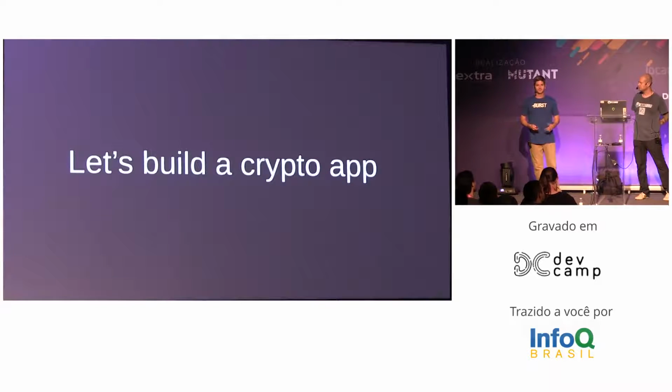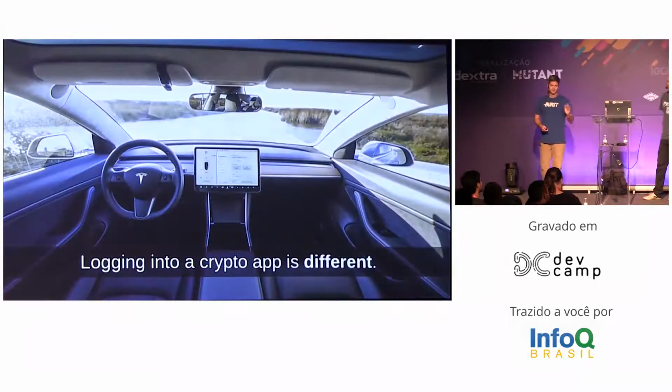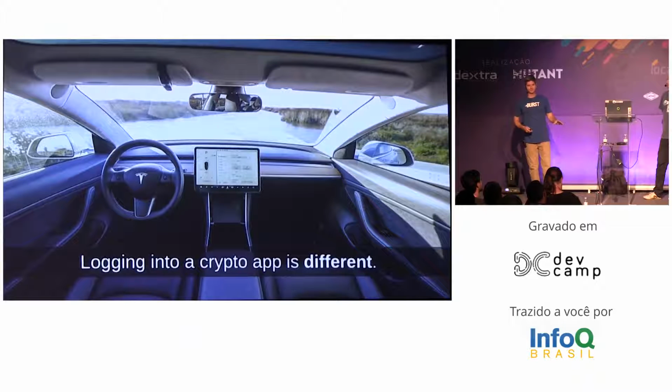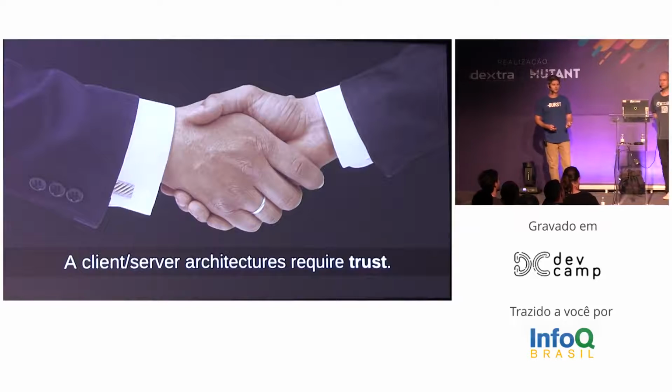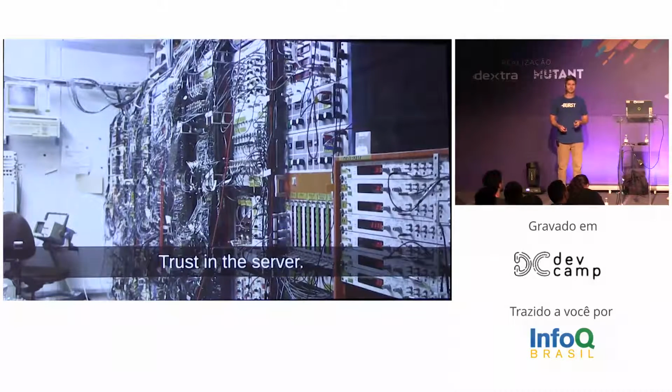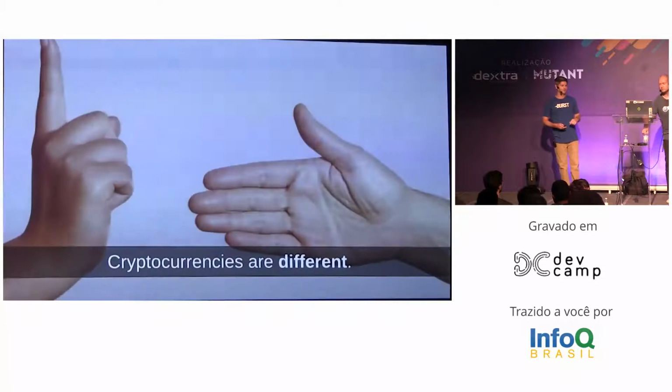What do we do next? Let's build a crypto app. So first of all, logging into a crypto app is different, kind of like this Tesla. A client-server architecture requires trust. Trust in the server. Trust that the guy behind the server isn't going to do something malicious with your data. Trust that there's nobody man-in-the-middling you and taking your data before it even gets to the server, or that they've compromised the server and been able to get your data from the server.